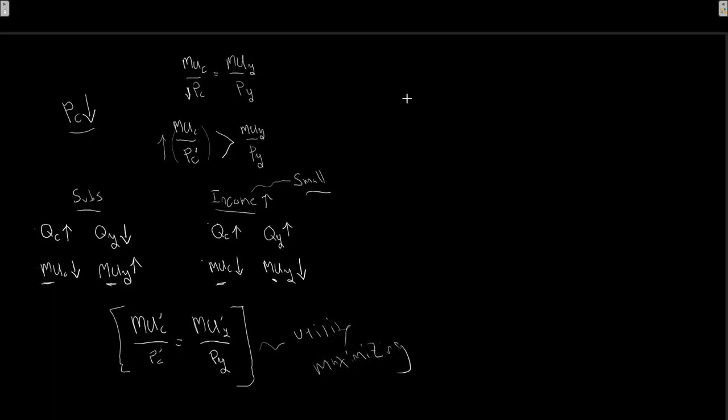Let's go and draw our axes here. Down here on the horizontal, we're going to have our quantity of cookies. And then on the vertical, we're going to have our dollar per cookie. That's our price, right? Price is dollar per cookie. How many dollars we give up for a cookie?